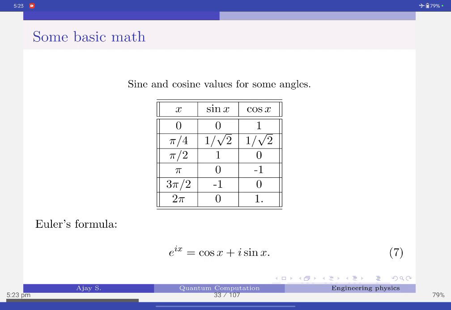So some basic math is needed to evaluate. You have to know the values of sine and cosine functions for different angles. Say 0, pi by 4 is 45 degrees, pi by 2 is 90 degrees, pi is 180 degrees, 3 pi by 2 is 270, and 2 pi is 360 degrees. And we also make use of Euler's formula: e to the ix can be written as cos x plus i sin x.